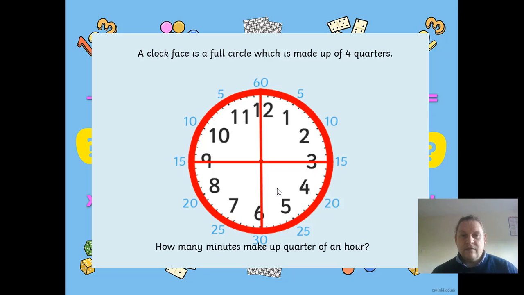A clock face is a full circle which is made up of 4 quarters. When we're talking about a quarter, that's something divided into 4. We've got 1 quarter here, 2 quarters, 3 quarters, 4 quarters.